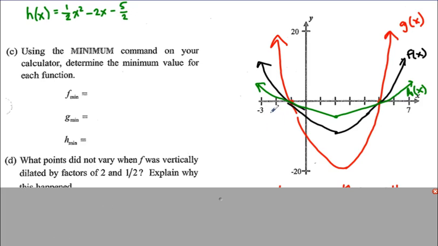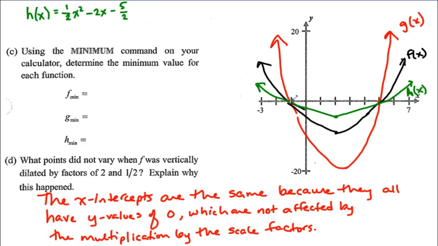Okay, so hopefully you made your sketches. You thought about this question. Obviously the x-intercepts are the same, right? And you think about it, all those x-intercepts have y values of 0. All right, so the way I said it is the x-intercepts have y values of 0 which are not affected by the multiplication by the scale factor. So if you double a 0, it's not going to change anything. So that's why those points don't change.